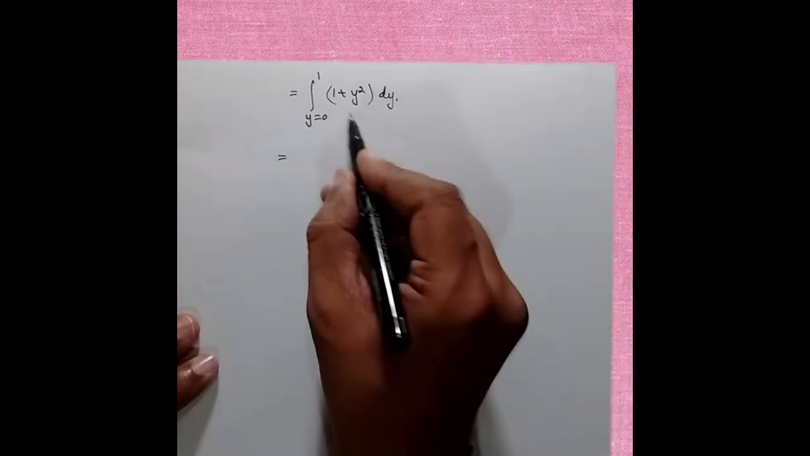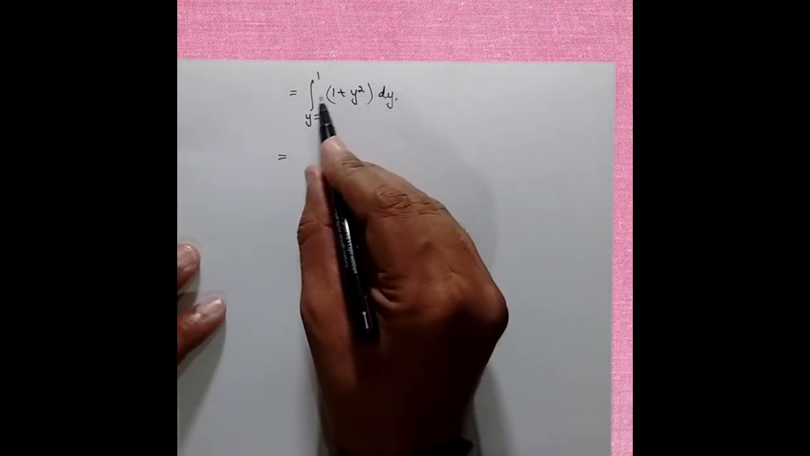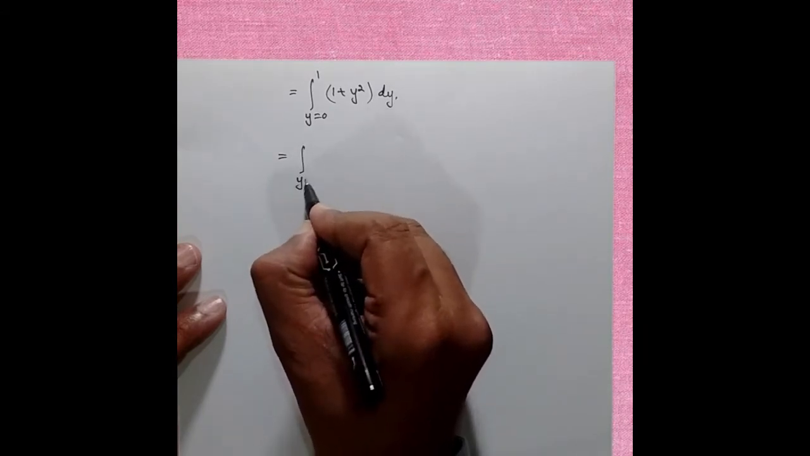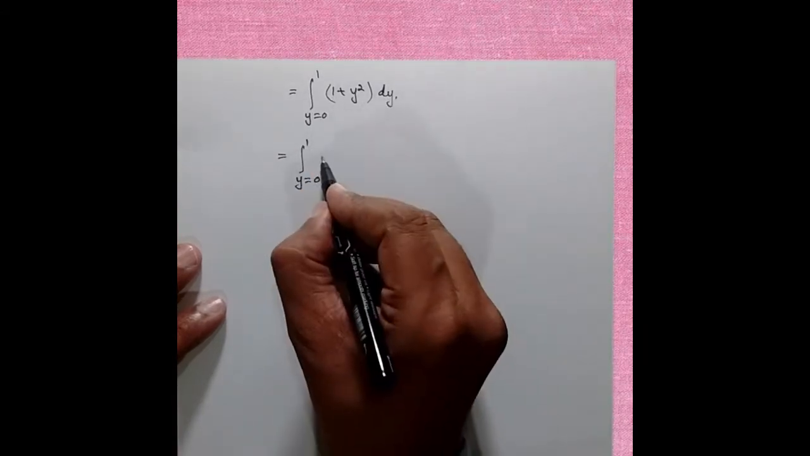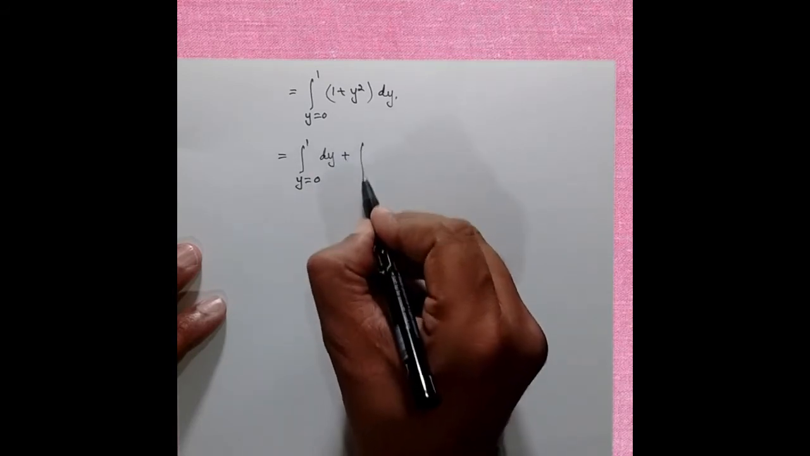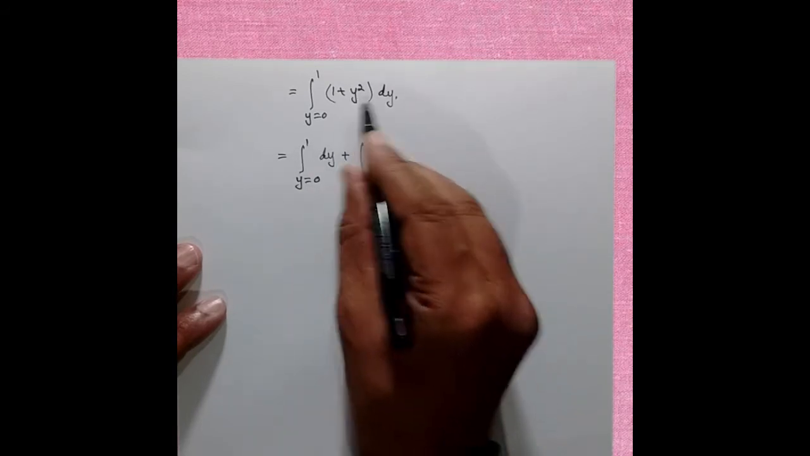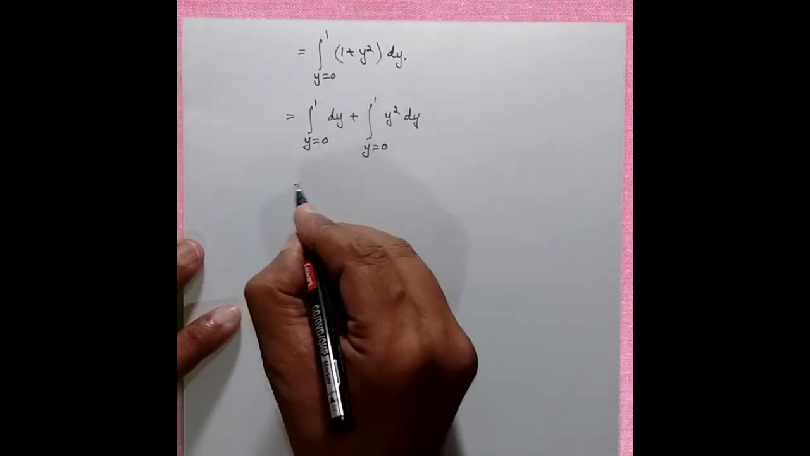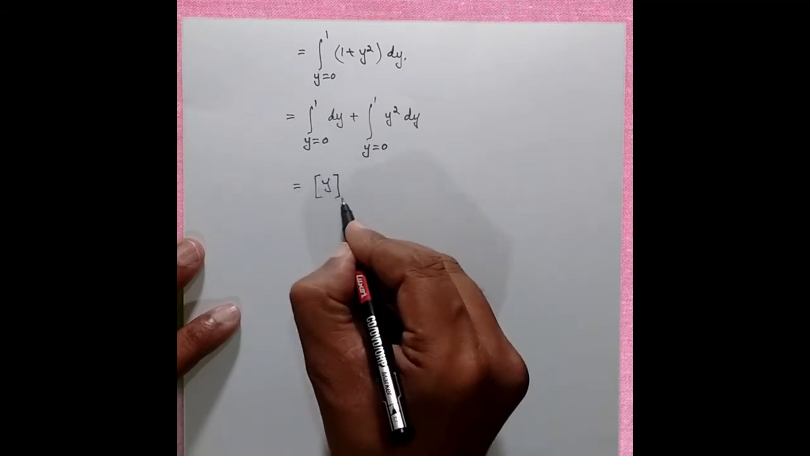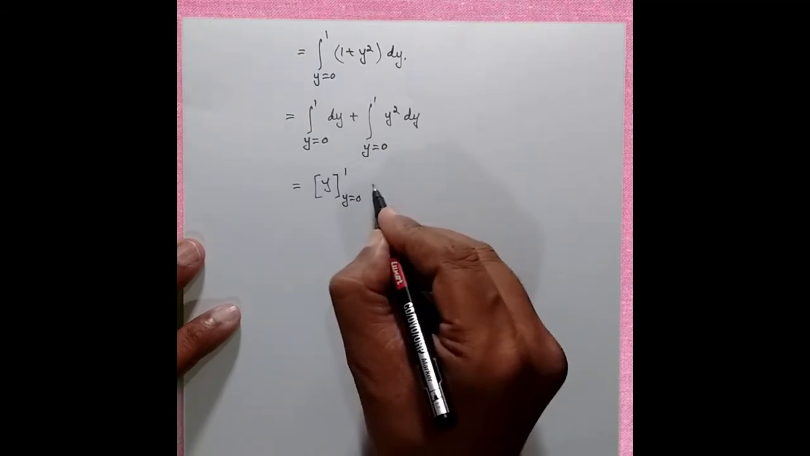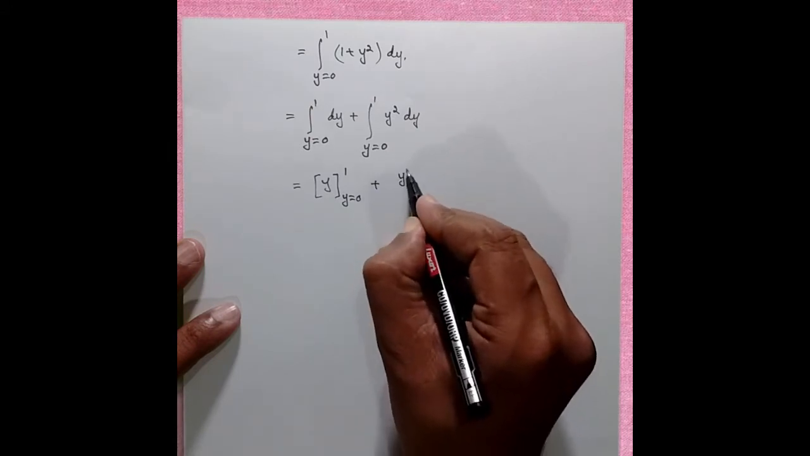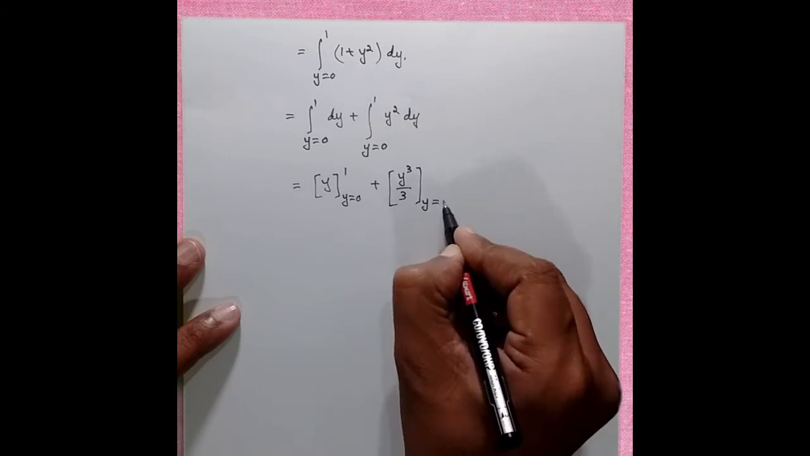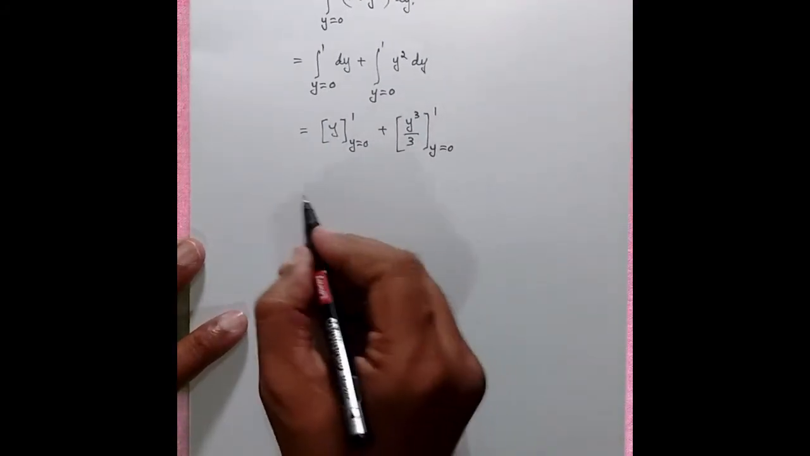It should be equal to, the first term is only the integral of 1 into dy, so that means the integral of dy. The integral of dy will be y. Or if you want to write one more step, you can write y from 0 to 1, since 1 into dy will be dy, plus the next term, y from 0 to 1 of y square dy. So the integral of dy will be y, with limits y equals 0 to 1, plus the integral of y square, which will be y cube by 3, with limits y equals 0 to 1.